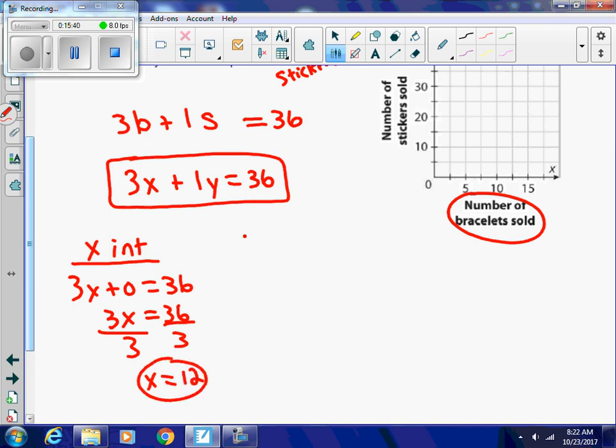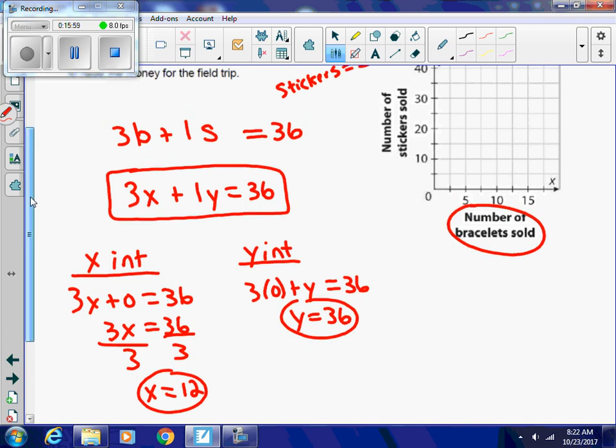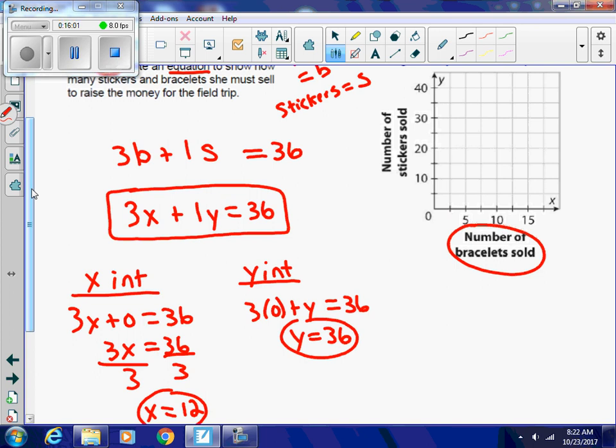Okay, so then we'll have our y-intercept. This time we have to plug in 0 for x, so that's 3 times 0 plus y, 1y is y, equals 36, so y is going to just be 36. Easy. So if we have our two intercepts, let's go back up a little bit, we can graph them here.